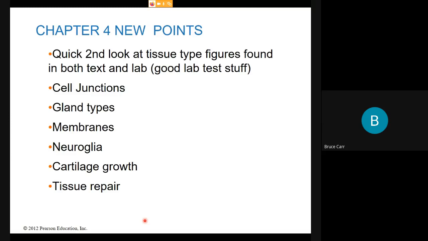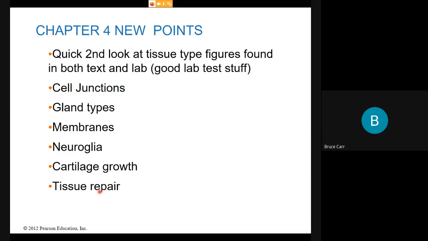Cell junctions are those things that hold cells together. Some cell junctions look like sewing. Some look like rivets. Others, there are protein connections that act like glue, holding the elements of support together. We looked at the gland types, merocrine, apocrine, and holocrine. Different ways that cells make secretions, and they hold them until release.